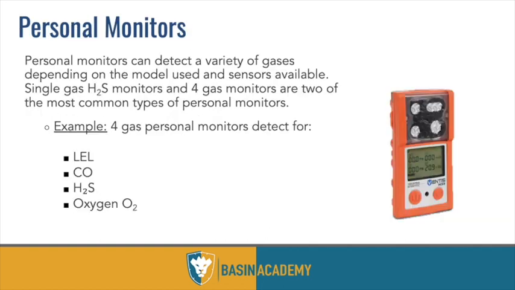So personal monitors, typically we're going to see 4 gases out there. Sometimes you'll have single gases. Typically, if it is a single gas, it'll be H2S. But you could have a single gas for any gas: SO2, methane, propane, benzene. You can have personal gas monitors for almost anything. But typically we see the 4 gas monitor out there instead of just the single gas. They typically measure for LEL, carbon monoxide, H2S, and oxygen.